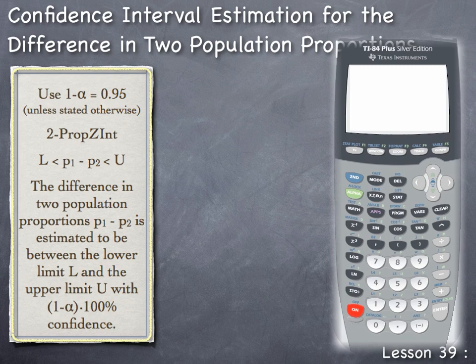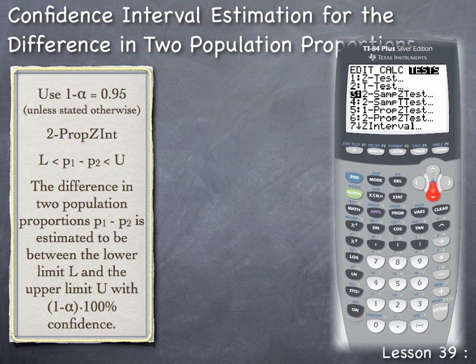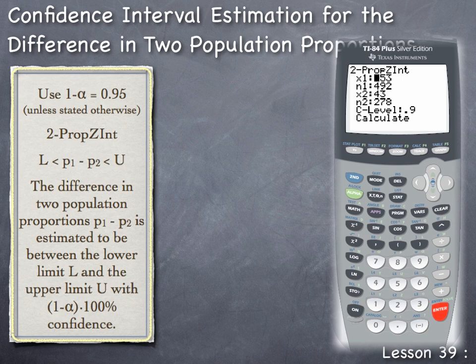On the TI-84 calculator, we would press Stat, arrow over to Tests, and then arrow down until the cursor is next to 2prop_zint. To select it, we press Enter. And then we enter in the data values, x1 and n1, and x2 and n2. And then we specify the confidence level, which is usually the 0.95 for 95%. Arrow down to calculate, press Enter.